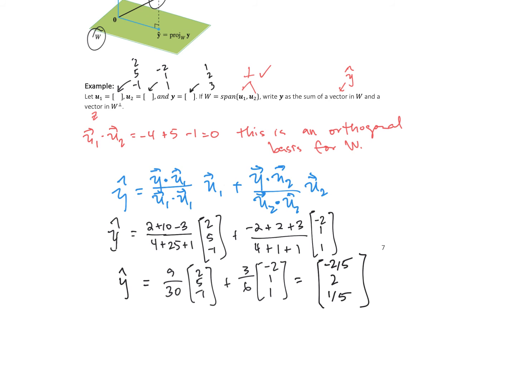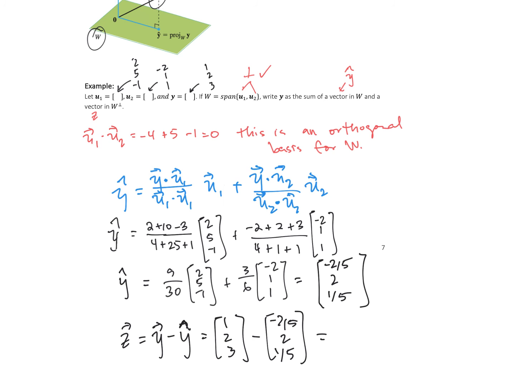All right, so here's our y hat. Again, all I did was some simplifying. I multiplied, I added. The last thing we want to find is z, and we know that z is y minus y hat. Everybody's wearing hats. So that's 1, 2, 3 minus our -2/5, 2 and 1/5, which gives us 7/5 there. 2 minus 2 is 0, and 3 minus a fifth is 15/5 minus 1/5, 14/5 there.